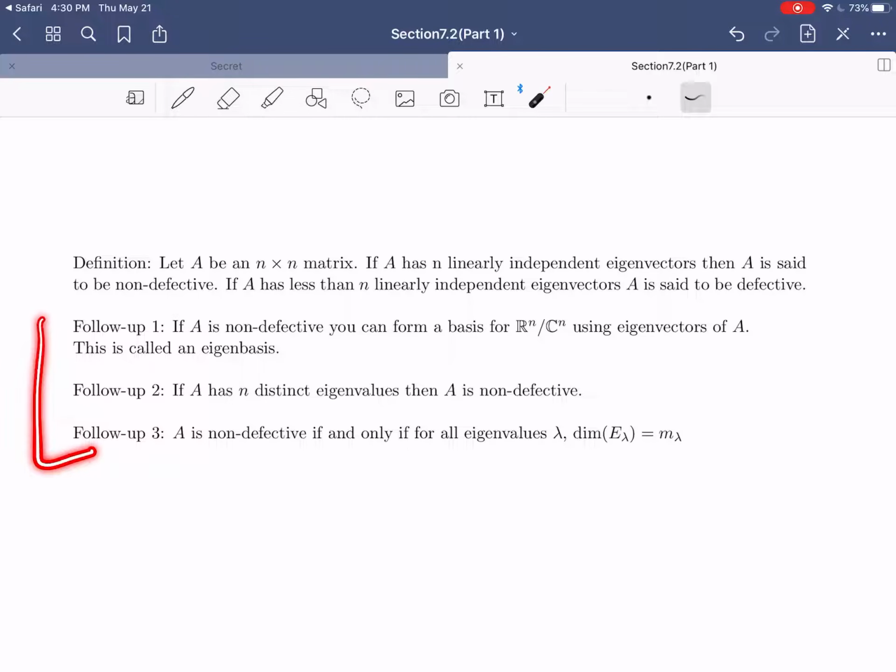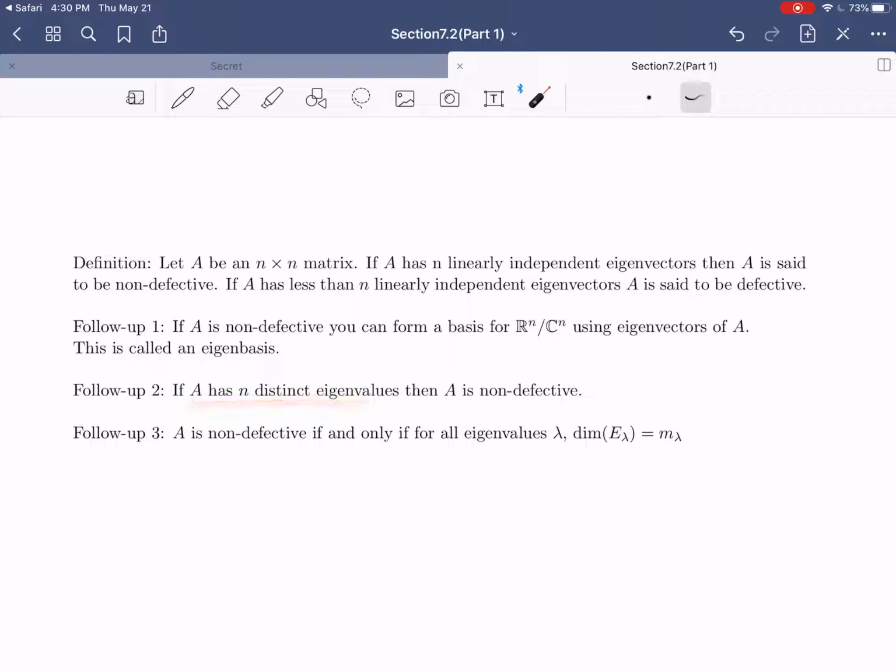So we've got three quick follow-ups to this. First, by the previous theorem, if A is non-defective, you can form a basis for Rn or Cn using the eigenvectors of A. Because we know if you take all the different eigenvectors, they'll remain linearly independent from each separate eigenspace. If you put them all together and you're non-defective, meaning you have n of them, then that'll match the dimension of Rn or Cn, so you will be able to form a basis. When you form a basis out of eigenvectors for a particular matrix, we call that an eigenbasis.